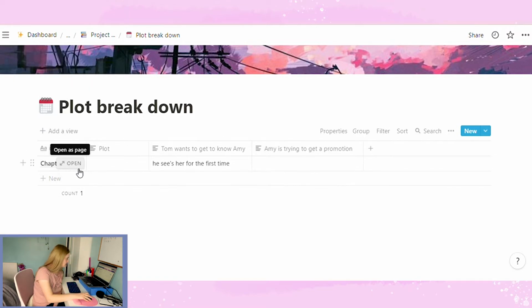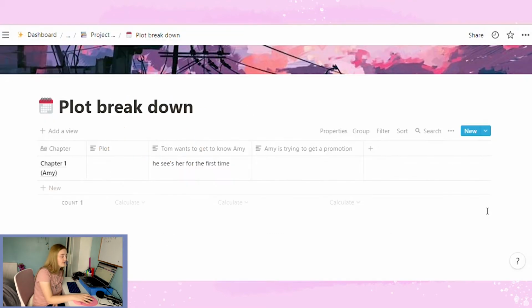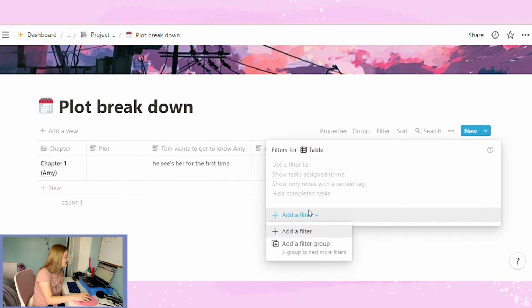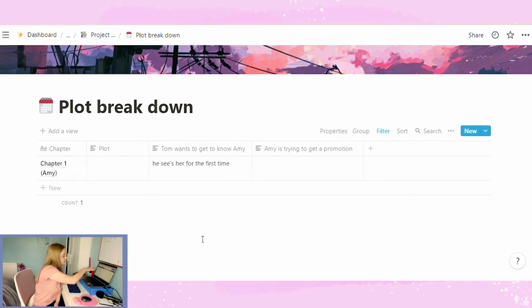And when I write chapters with POVs, what I would tend to do is put a bracket and put the person's name if I've got multiple POVs going on. I will then filter, do the same again, make sure that the filter is in chapter, which is here, contains Amy, and it will, boom, find it for us. I know that there's nothing really there, but I don't want to add too much information because then you will have to delete it all. But you can do that.